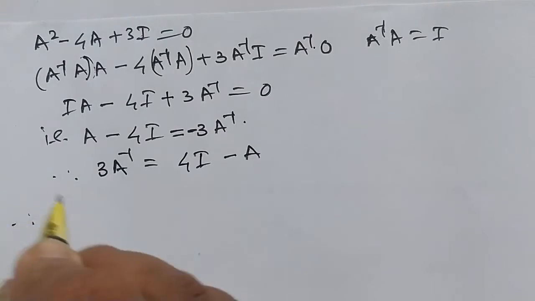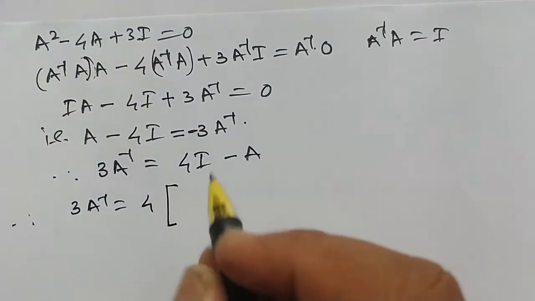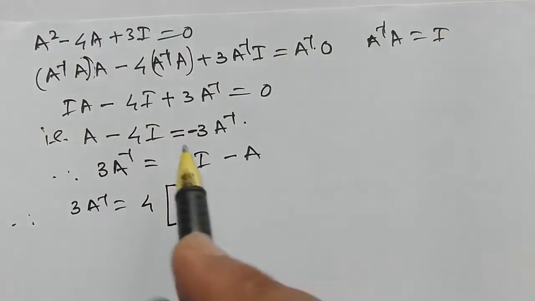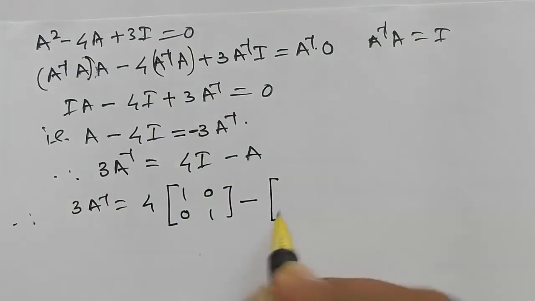Therefore 3A inverse is equal to 4 times I, where I is the identity matrix of the same order as that of A. It is [1 0; 0 1].